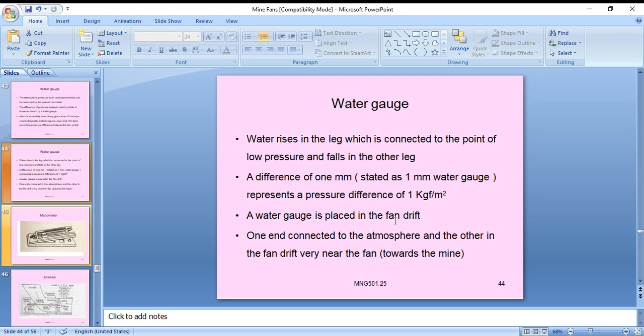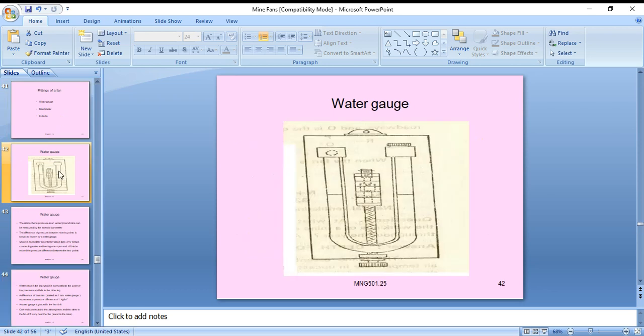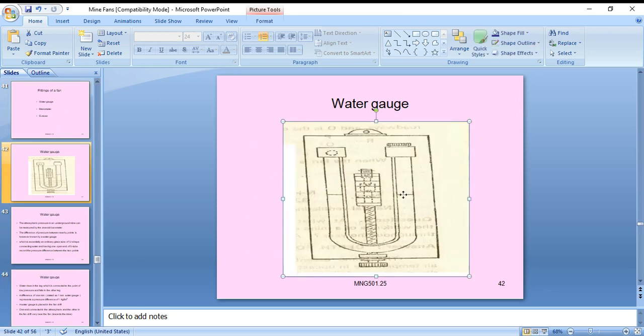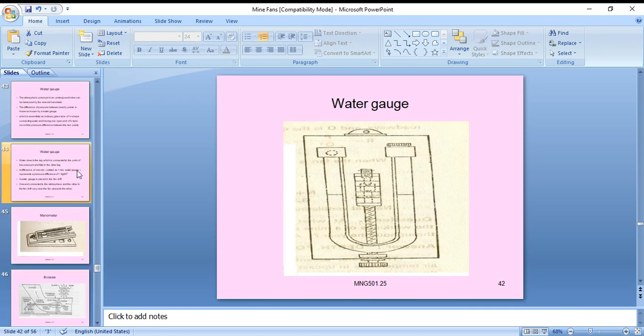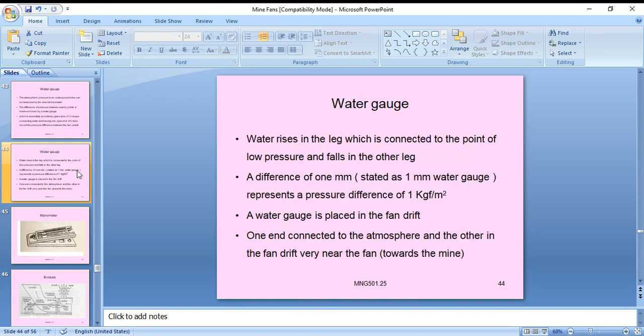Water rises in the leg which is connected to the point of low pressure and falls in the other leg. So there are two legs, you can observe here: one leg is this one, another leg is this one. A difference of 1 mm is 1 mm of water gauge.